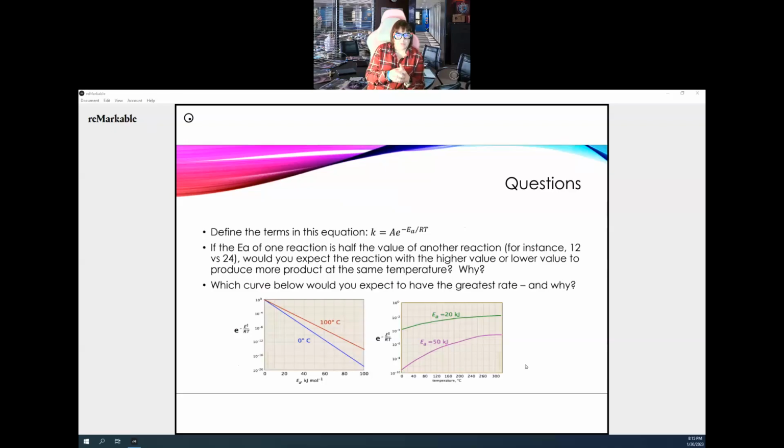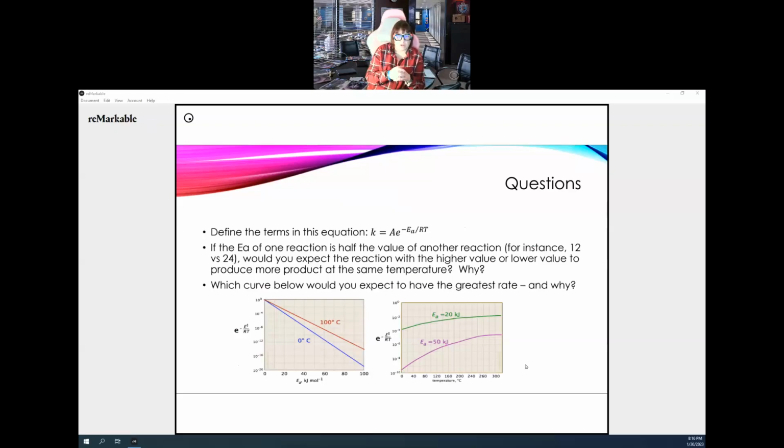Next question. If the Ea of one reaction is half the value of another reaction, for instance, 12 versus 24, would you expect the reaction with the higher value or lower value to produce more product at the same temperature? Why? Well, I would expect at the same temperature that the one that has the lower Ea will be the one that produces more product. So the one that here is 12. And again, that's a lower barrier that it has to get over to be able to get to product.